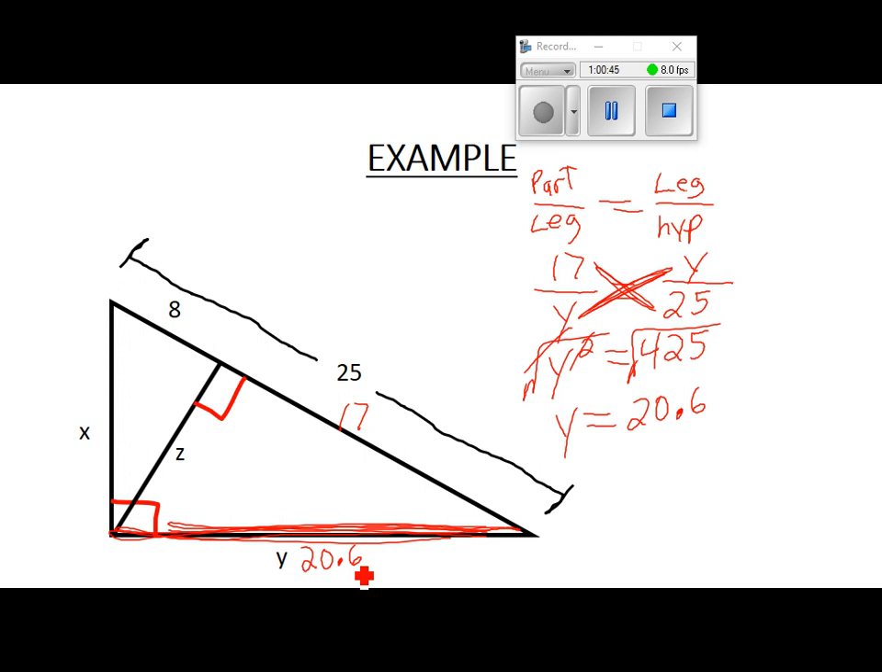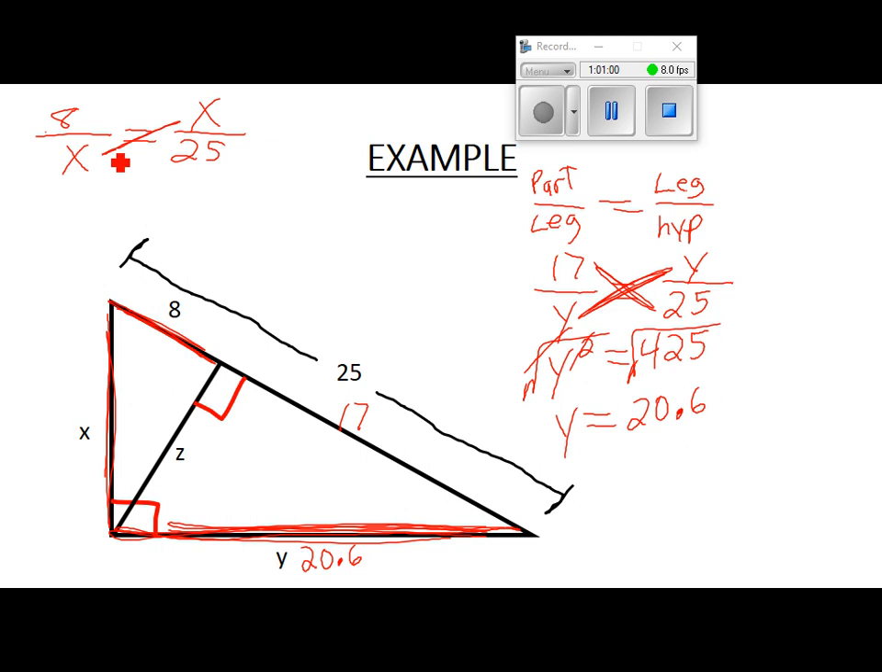I guess X. X is a what? A leg. So when we set this up, X goes here, X goes here. 8 is the adjacent. 8's the part that's hooked to it. 25 is still the other part. 25 the other way. We cross multiply.